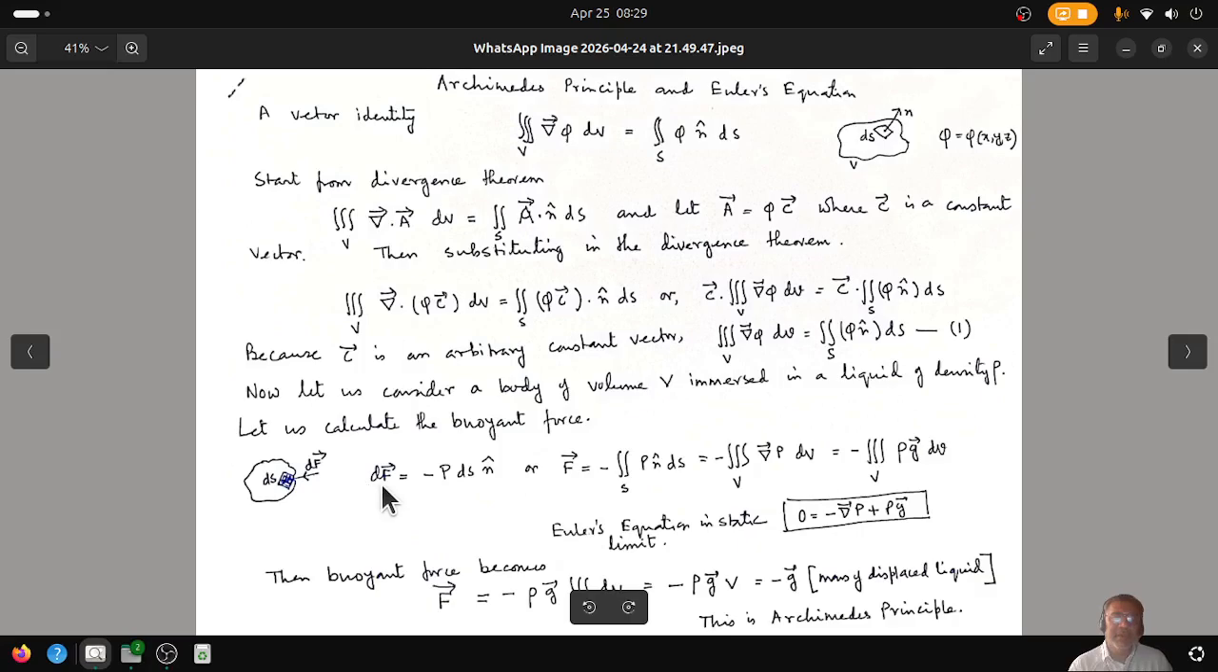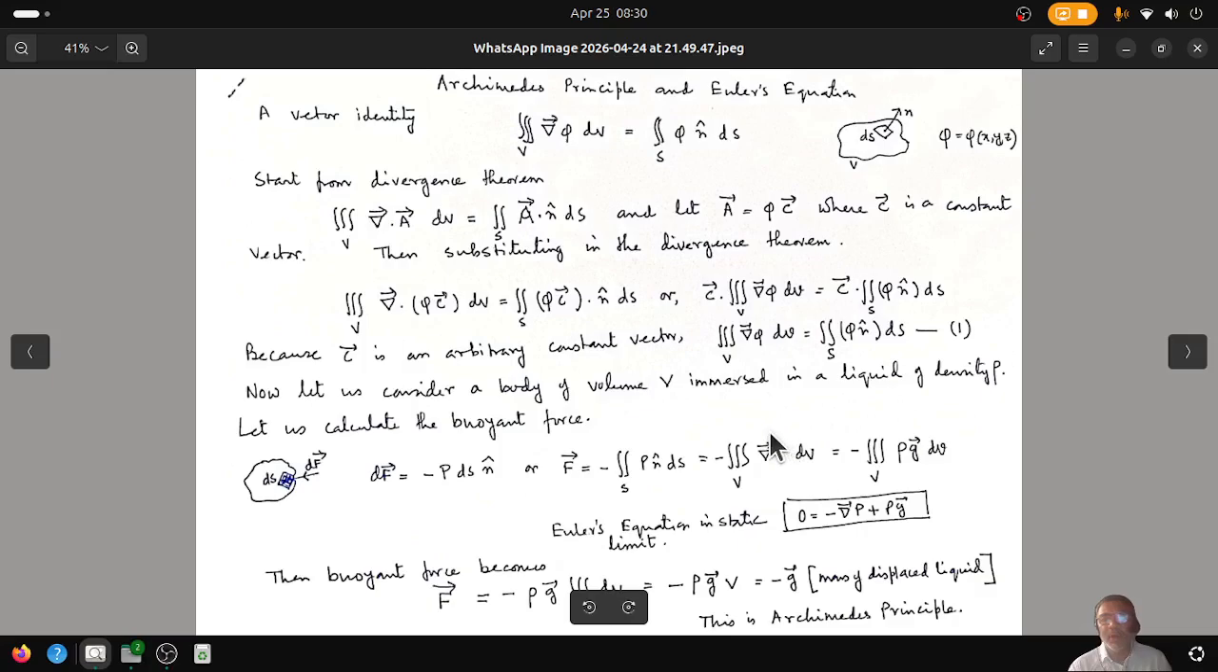From the vector dF we get the vector F equal to minus the surface integral of P n dS. P is the pressure field, which is a scalar field. Now we can use our identity, the surface integral of phi n dS equal to the volume integral of grad phi dV. So we get minus the surface integral of P n dS equal to minus the volume integral of grad P dV.